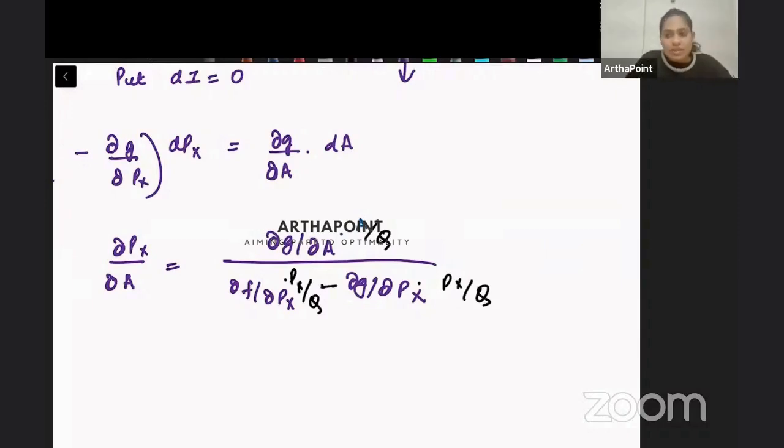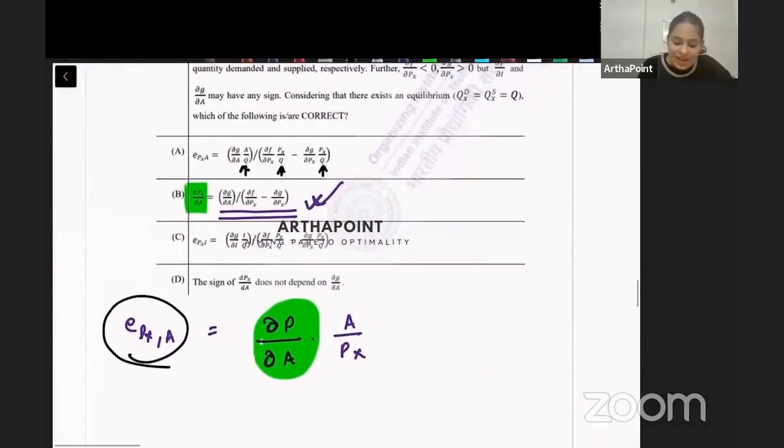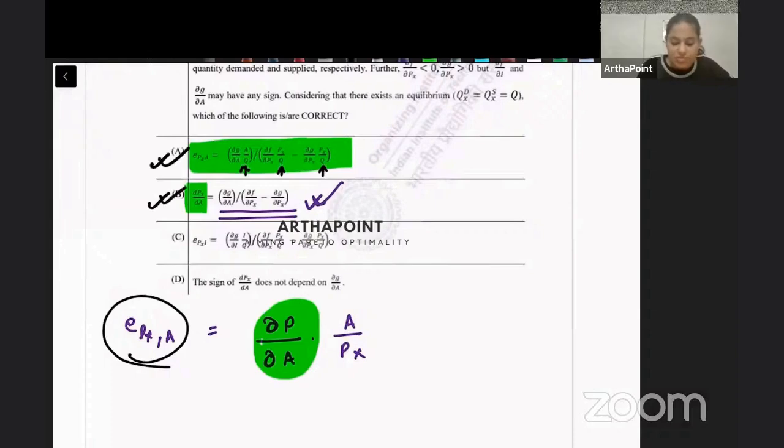This is the only thing that I have done according to what they're asking me in the question. They have written in terms of q, and I also want to write in terms of q. That is why I just divided everywhere by q. Otherwise, a by p was already there. So now if you go ahead and notice, this is exactly what this option is. So this is correct. A is correct and B is also correct.